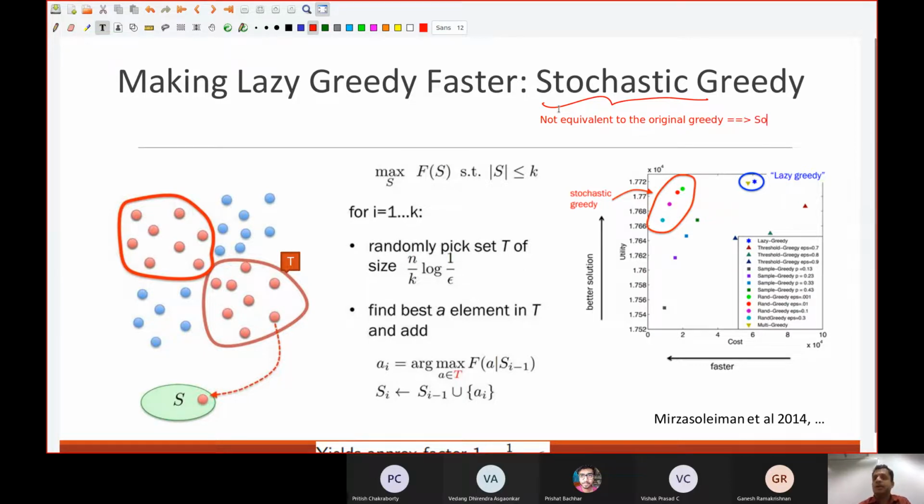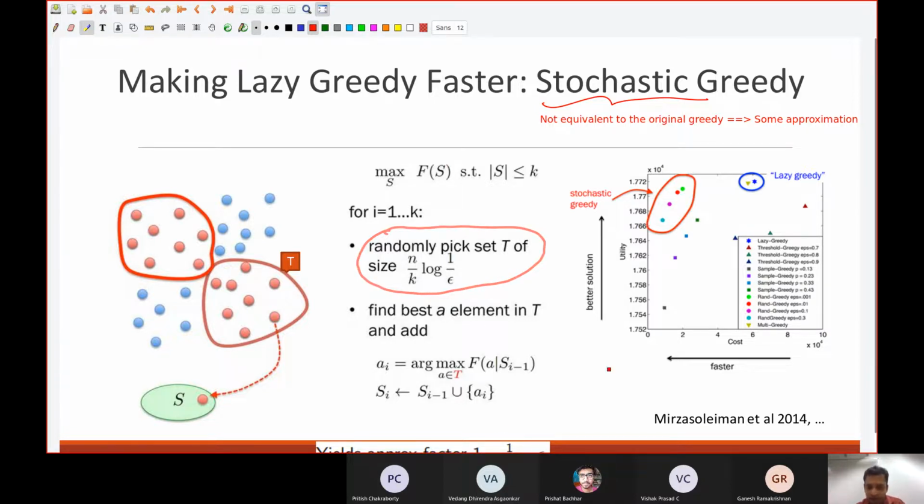Which implies some approximation is happening. It's not exactly the same. Okay, and what is it doing? It's saying, okay, I'm not going to take all my elements. You remember, we took the next top k elements. So think of instead of doing a top k elements, I'm just going to be even more naive and say I'm going to randomly pick this set of size n by k into log 1 by epsilon.